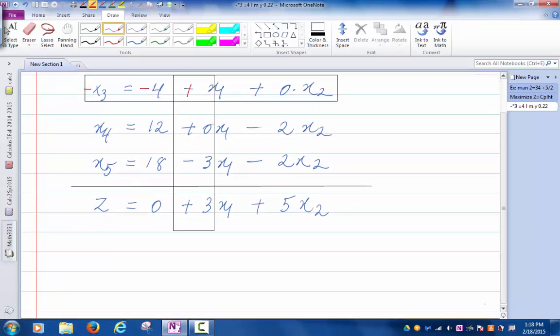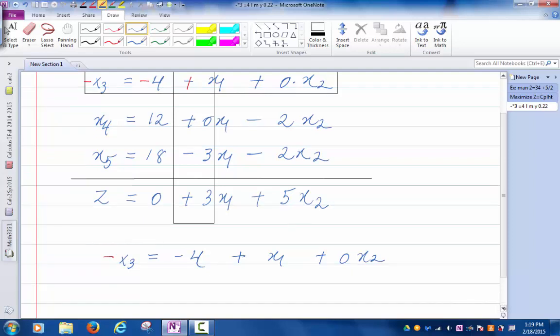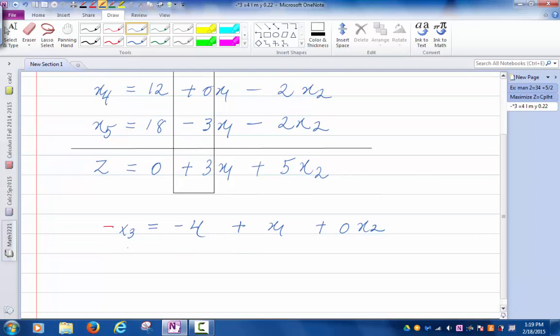So let me write that down again here. This is not going to be my next dictionary yet. So my first row looks like the following now. Negative x3 is equal to negative 4 plus x1 plus 0x2. My second row will remain the same because it's already 0 there, so I don't have to worry about doing anything with it. So x4 would be 12 plus 0x1 minus 2x2.